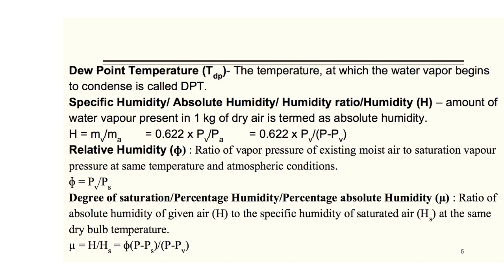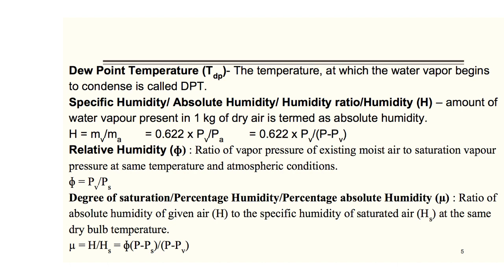When we put the values of mv and ma using the PV equals nRT equation, we find H equals 0.622 into PV divided by PA. PV here is the partial pressure of water vapor and PA is the partial pressure of dry air.